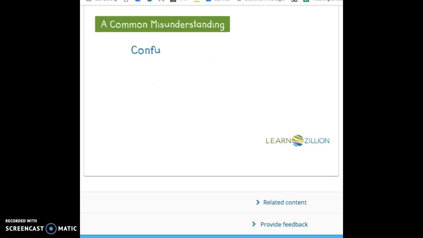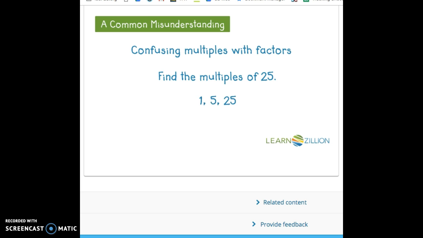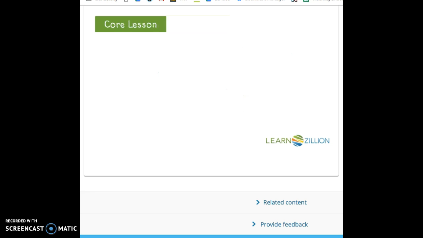A common misunderstanding when looking for multiples is to confuse multiples with factors. For instance, if I want to find the multiples of 25, I certainly don't want to list the factors. I don't want to get caught in that mistake. I want to make sure that I skip count by 25 instead.